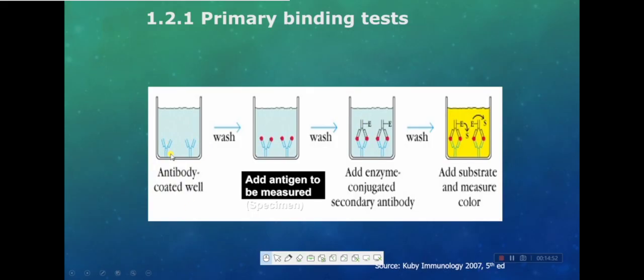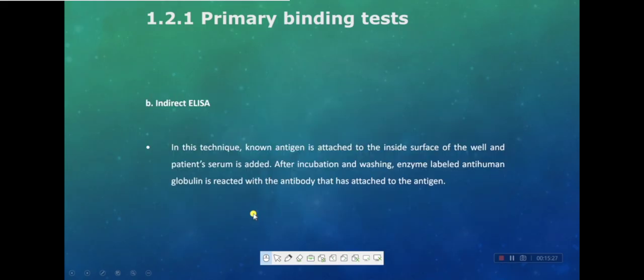Here you can see in this picture that the antibody coated well is there. Then we add the antigen to be measured, like the specimen, to this coated well. It will bind to the particular antibody. Then it is washed again, and we add the enzyme conjugated secondary antibody. We add it and we wash. Then if the substrate is particular to the enzyme, the color of the solution will change, and the intensity of this color is measured to give quantitative results, right? This is clear.